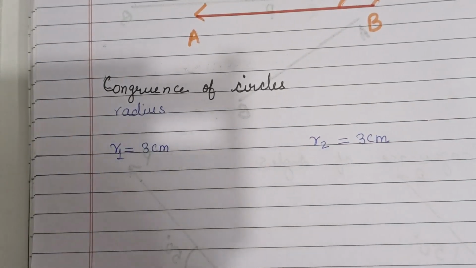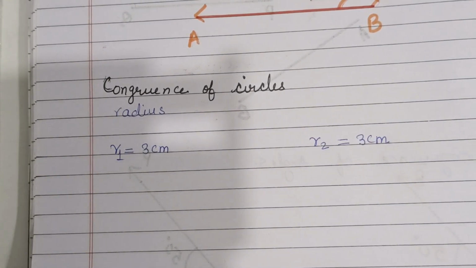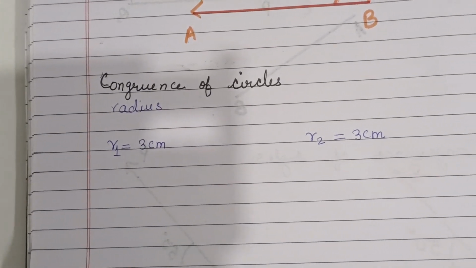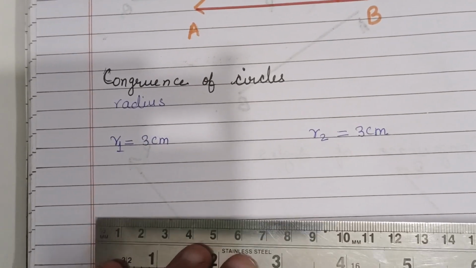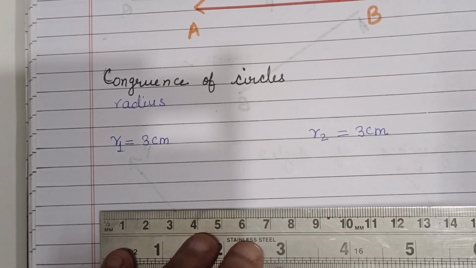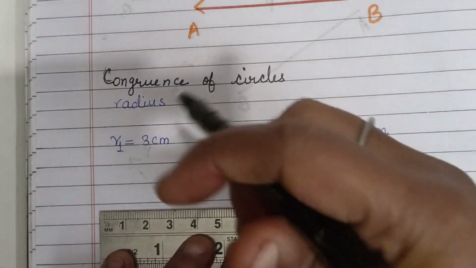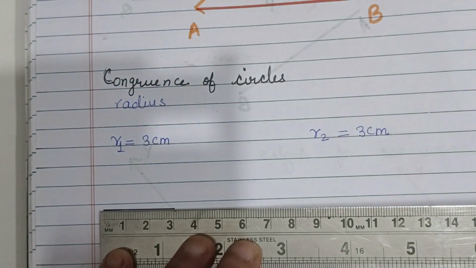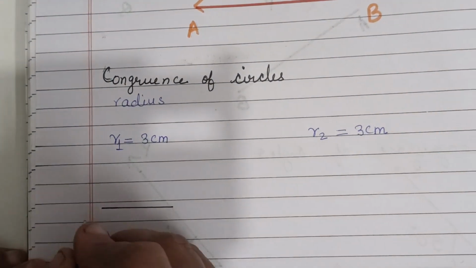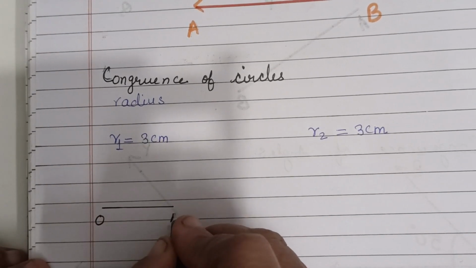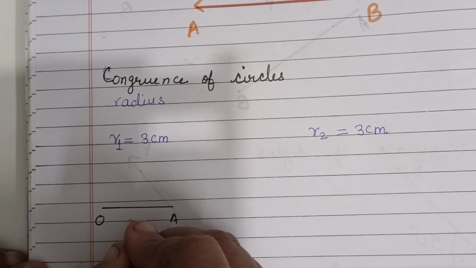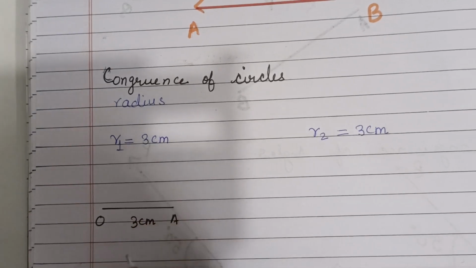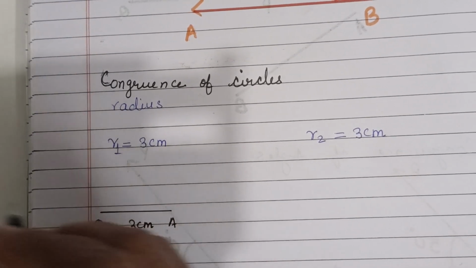If you take it in that way, they will surely overlap each other. Like at first I have taken R1. R1 equals 3 centimeters. This I have taken as R1. Let me name it OA. This is 3 centimeters, and this is your R1.